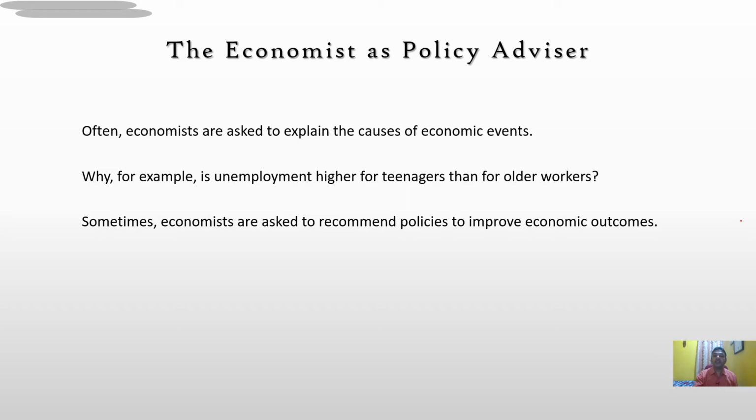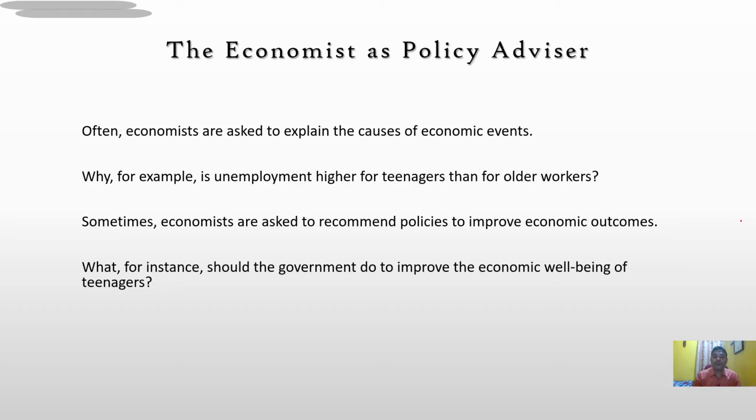Sometimes economists are asked to recommend policies. If there is a problem, give us solutions, give us suggestions. So what, for instance, should the government do to improve the economic well-being of teenagers? There are so many problems like this. There is poverty, inflation, problems with economic growth, unemployment, environmental pollution, and there are so many other economic problems that are happening today.